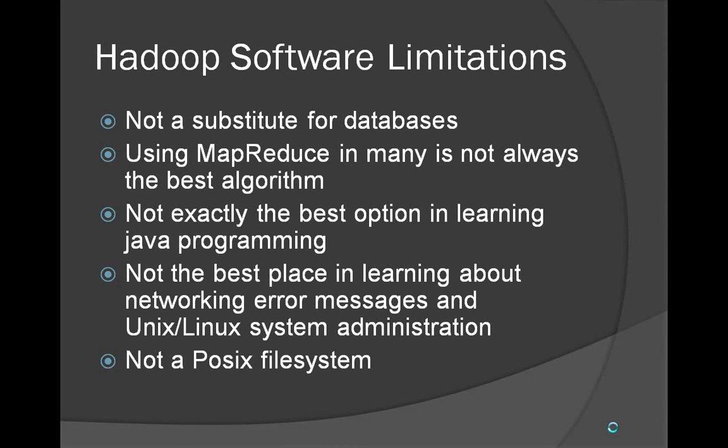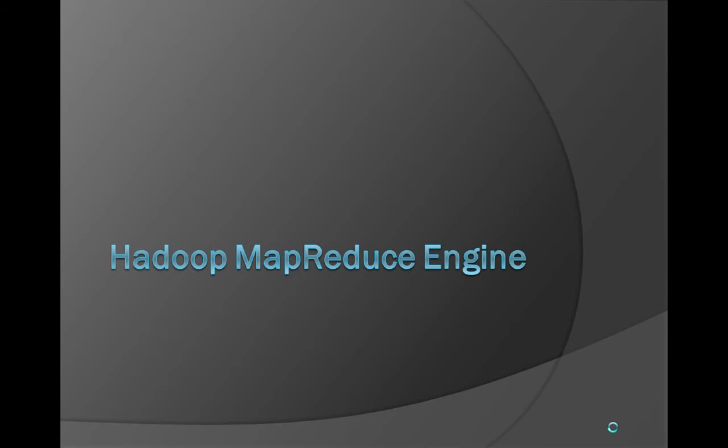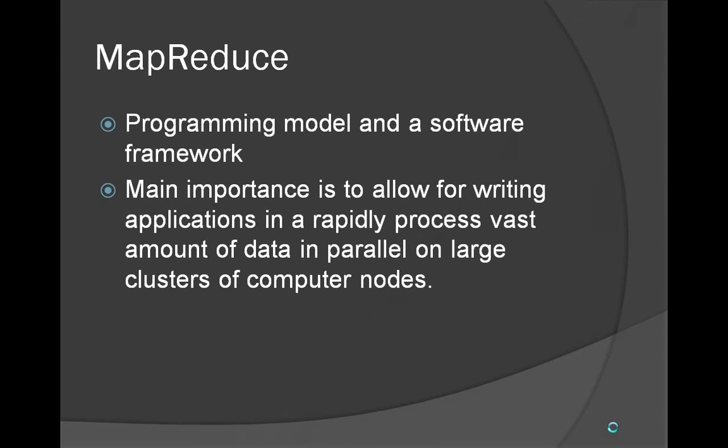Hadoop MapReduce engine. Hadoop MapReduce is a programming model and a software framework in which the main importance is to allow for writing applications in a rapid manner that process vast amounts of data in parallel on large clusters of computer nodes. The figure here is an illustration of both the MapReduce layer and the Hadoop file system layer.